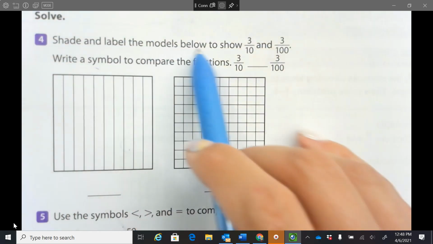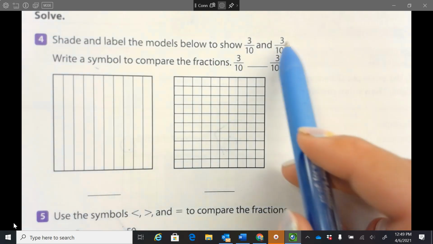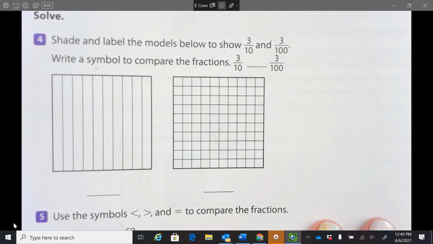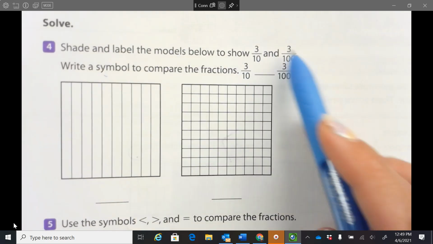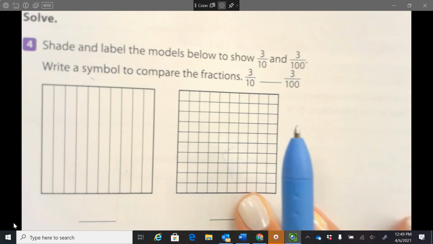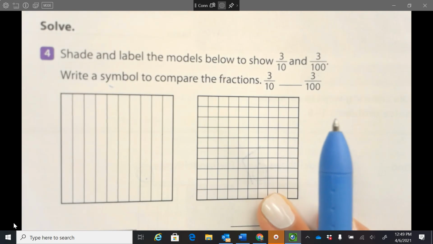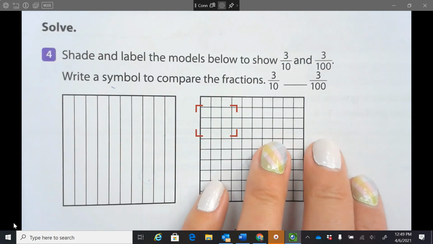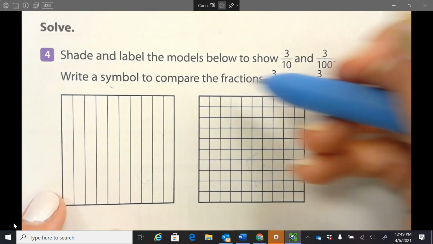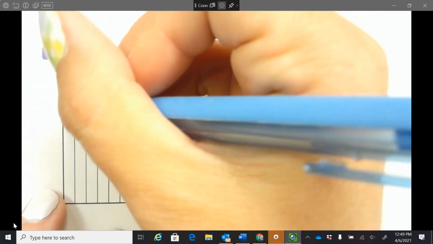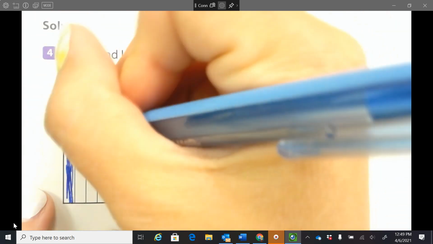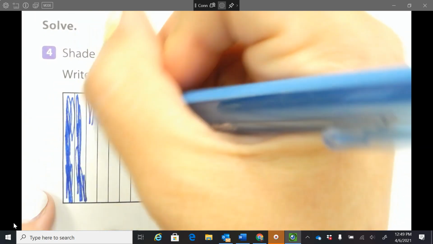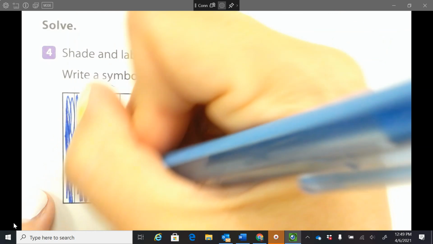It says shade and label the models below to show 3/10 and 3/100. Do you guys agree that the numerators for both these fractions are the same? Yes. But what is different? The denominator. So let's color in 3/10. We know that the 3/10 needs to be over here because this is 10 parts. So we're coloring 3 pieces of the 10 whole parts.